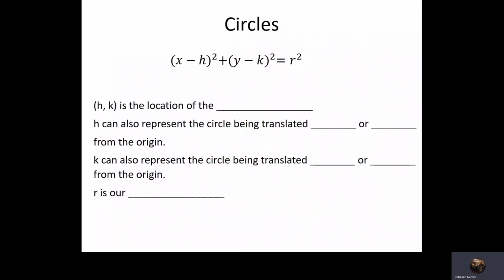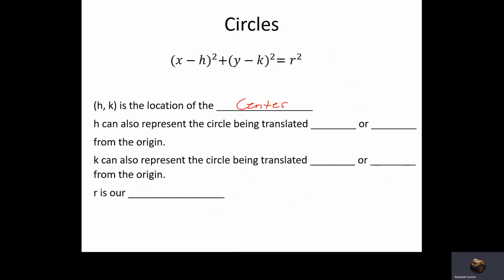All right, so here is the formula for a circle. Basically, H and K is the location of the center. What do we know the center is? It's the middle of it all, right? That's how we actually create the circle. If we had a protractor, the center would be where we start, and then we draw the circle around that point. So that's what the center is.